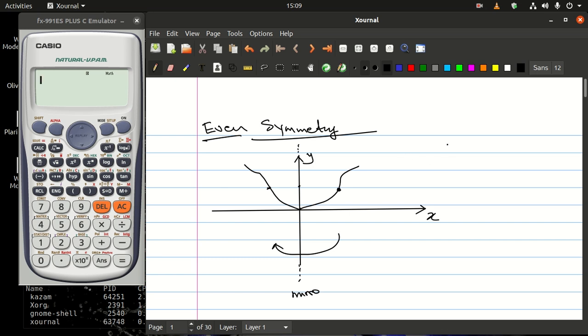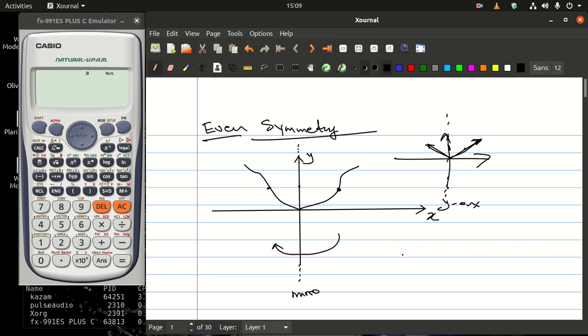Let me take another example here. If you have a modulus function, and you know a modulus function looks like this, you can see the reflection along the y-axis. If you were to stand here in front of this mirror, this is what you would see as a reflection of this piece of the curve. So this function, we said it is even, or it has even symmetry.